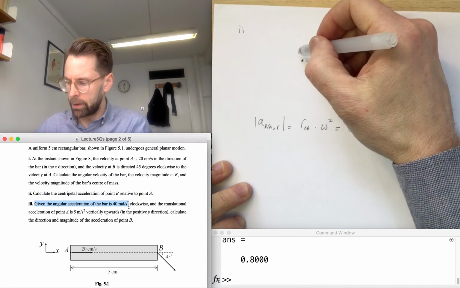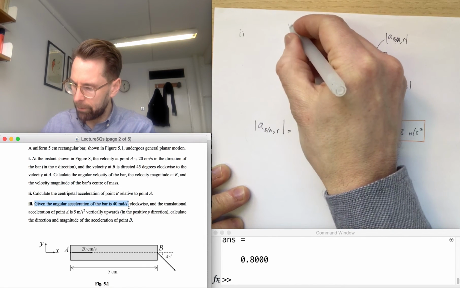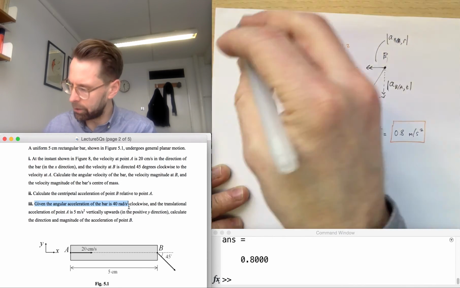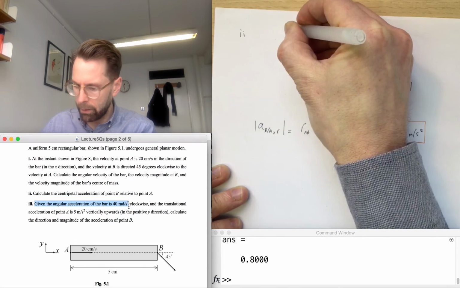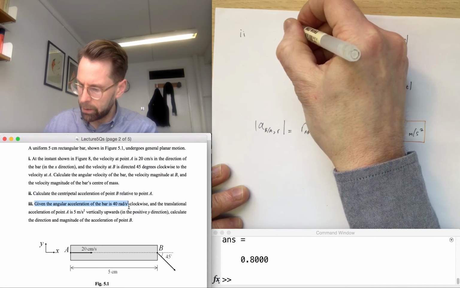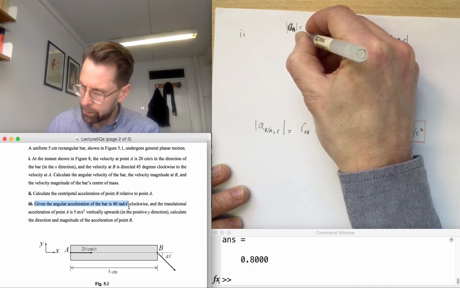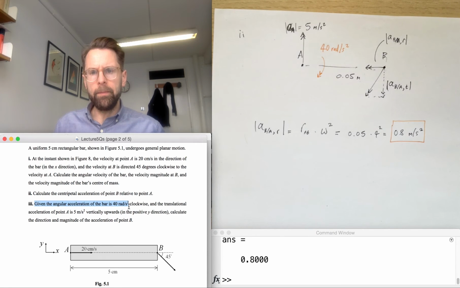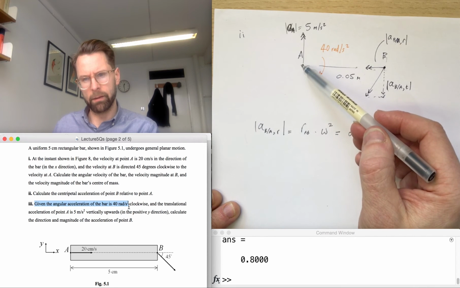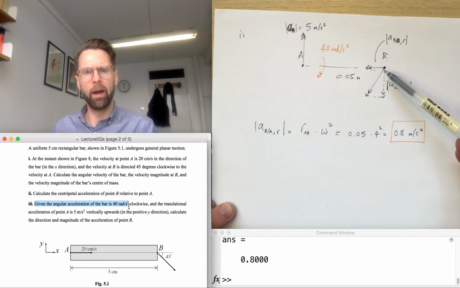And that the translational acceleration of point A is 5 meters per second squared upwards. So this is the velocity of A, and the magnitude of the acceleration of A is equal to 5, and it's upwards. So given those two things, we've got this angular acceleration and we've also got this linear acceleration of A. What is the total acceleration at B? So it asks you the magnitude and the direction.